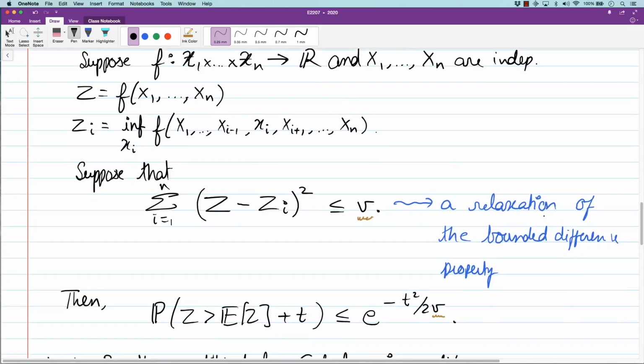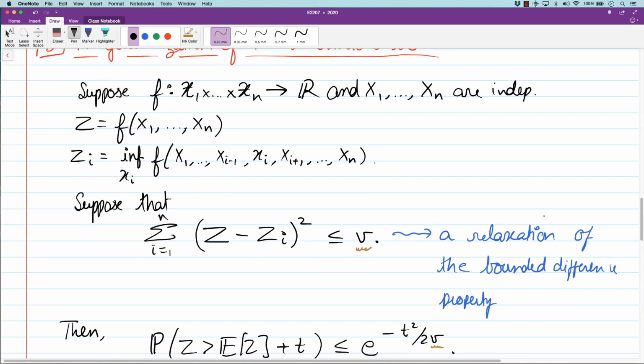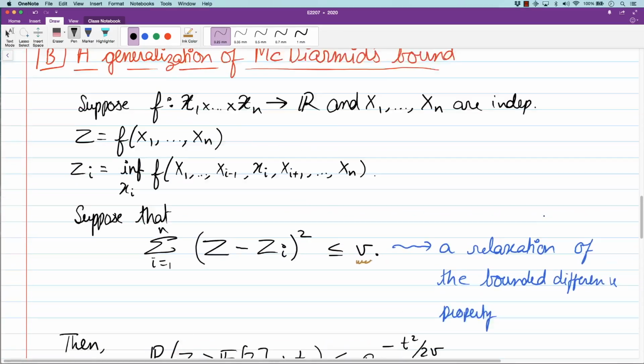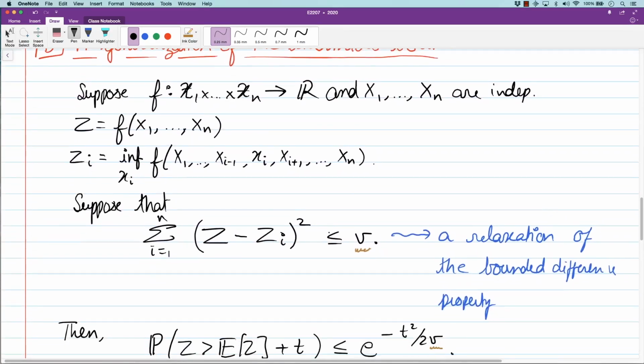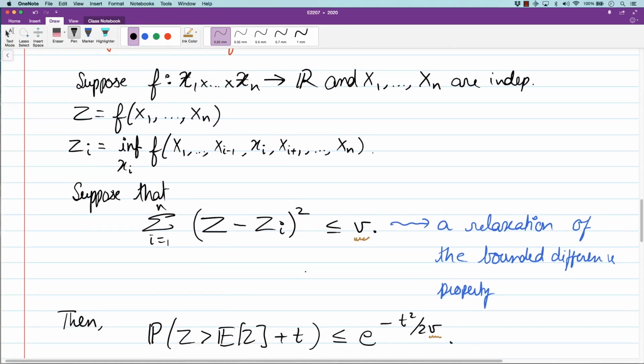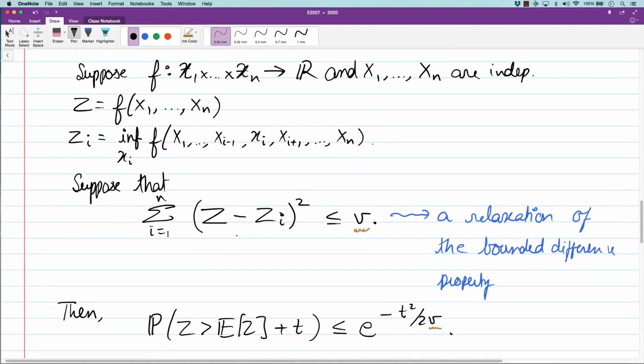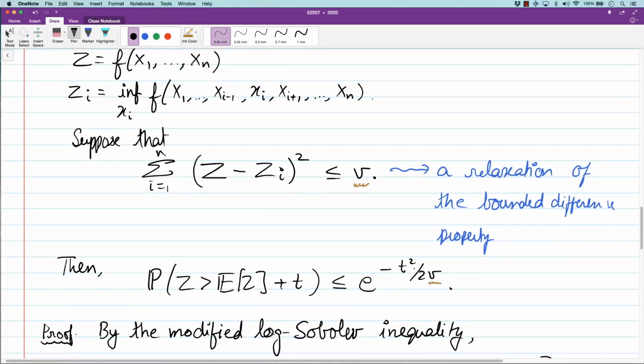Alright, so this concludes the past few weeks of lectures, and what we have achieved at the end of this is a very nice generalization of the McDiarmid inequality. Note that I have provided it as a one-sided tail bound, the upper tail bound. If you want the lower tail bound, you have to apply this to minus z.